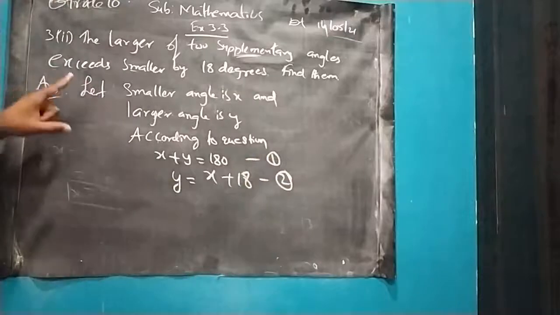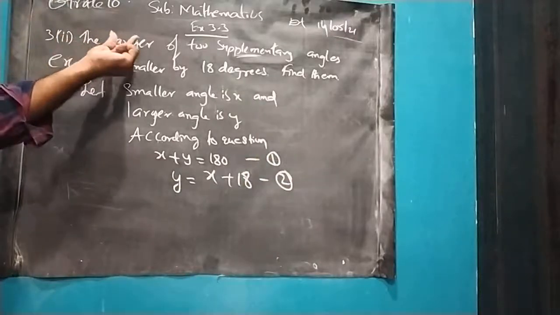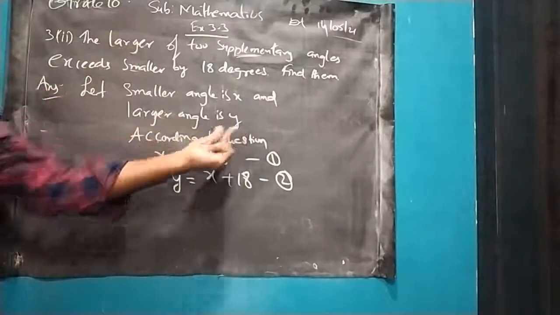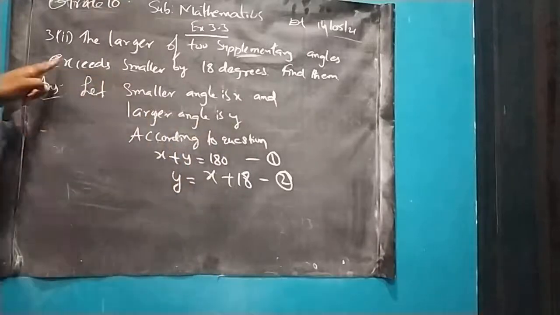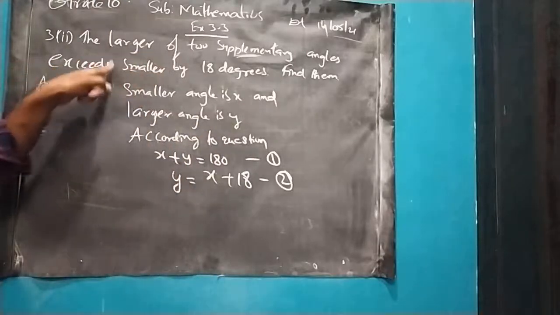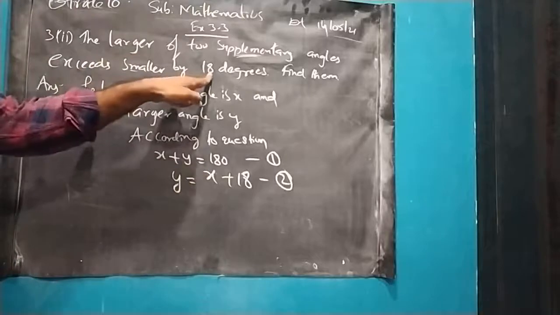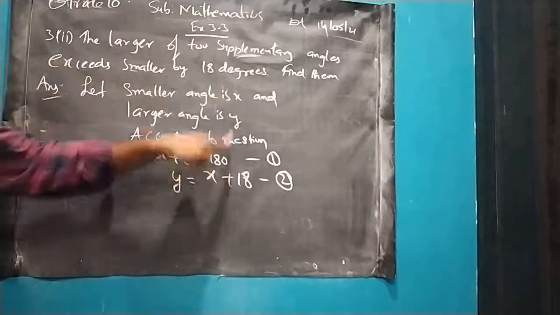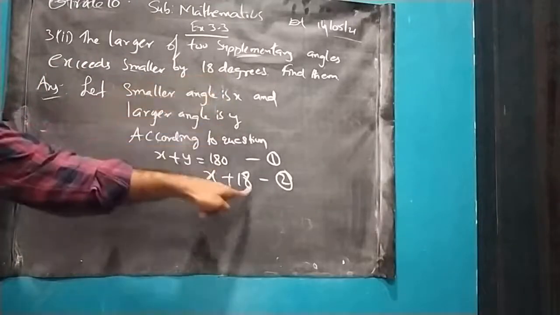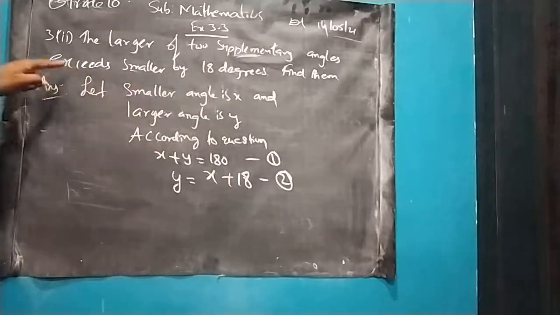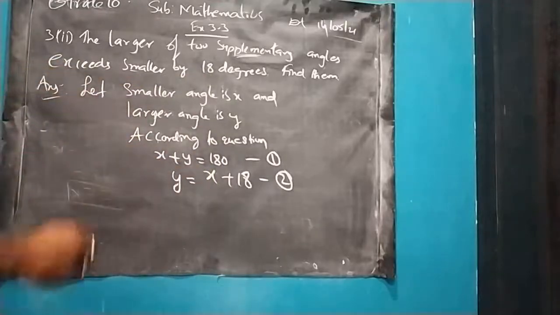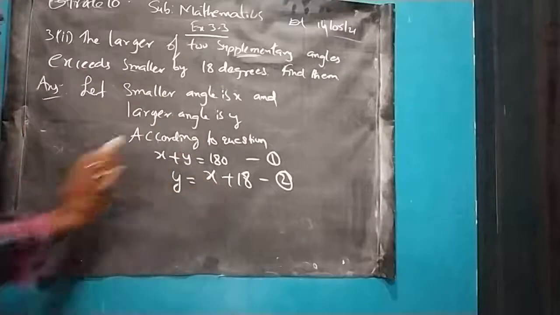So listen here. In the question, he is talking first about the larger angle. I have assumed the larger angle as y is equal to the smaller angle, whatever the smaller angle is, further it is going to exceed. Exceed means plus. How many degrees is it going to exceed? 18 degrees. Exceed means plus. Decreases means minus. Twice or thrice means it will be into.